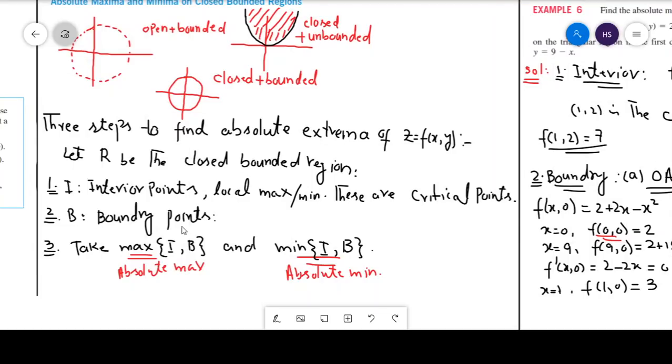So all you need is to check the interior points. That would include the critical points, the points where the first two partial derivatives are equal to zero, or either zero or undefined. Most of the time they will be equal to zero. So you need to calculate them and check the functional value of the function at that point. Then you check the boundary points, and then you take the maximum and minimum of all those values.